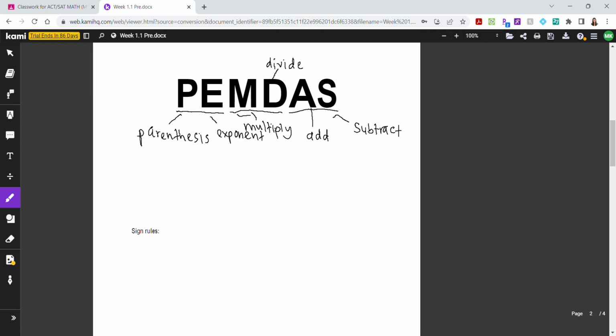So the order of doing this is from left to right: parentheses, exponent. Whichever one comes first from left to right, you would do that. Followed by multiplication, division, whichever one comes first from left to right, you would do that. And then lastly, you will have addition, subtraction, left to right, whichever one comes first, you will do first. All right? If any questions about that, bring that during the deep dive lesson.